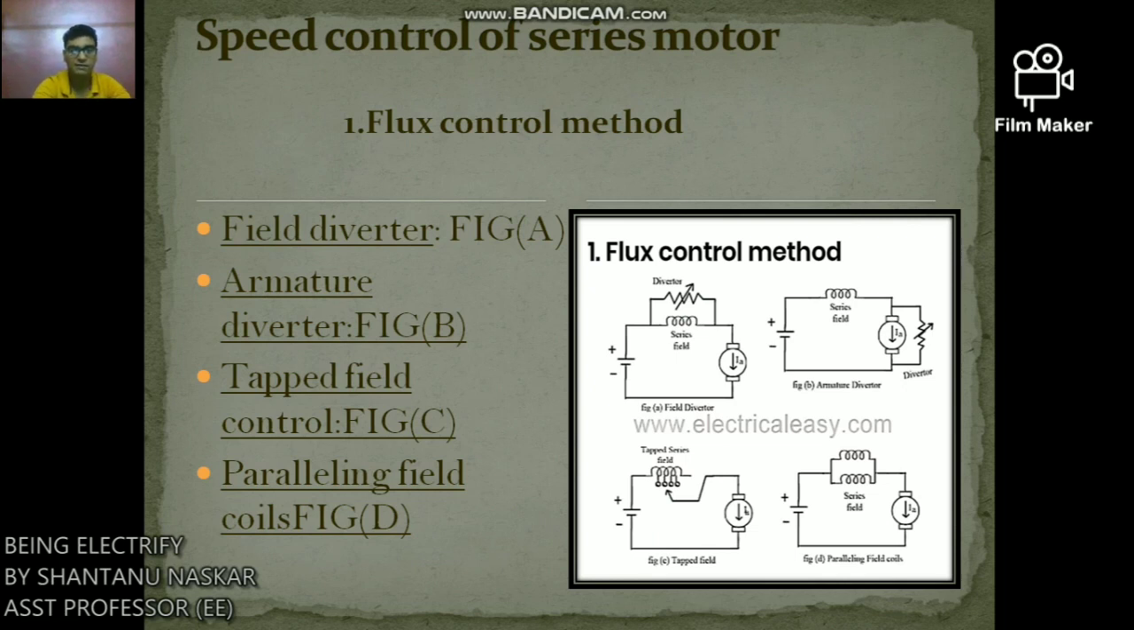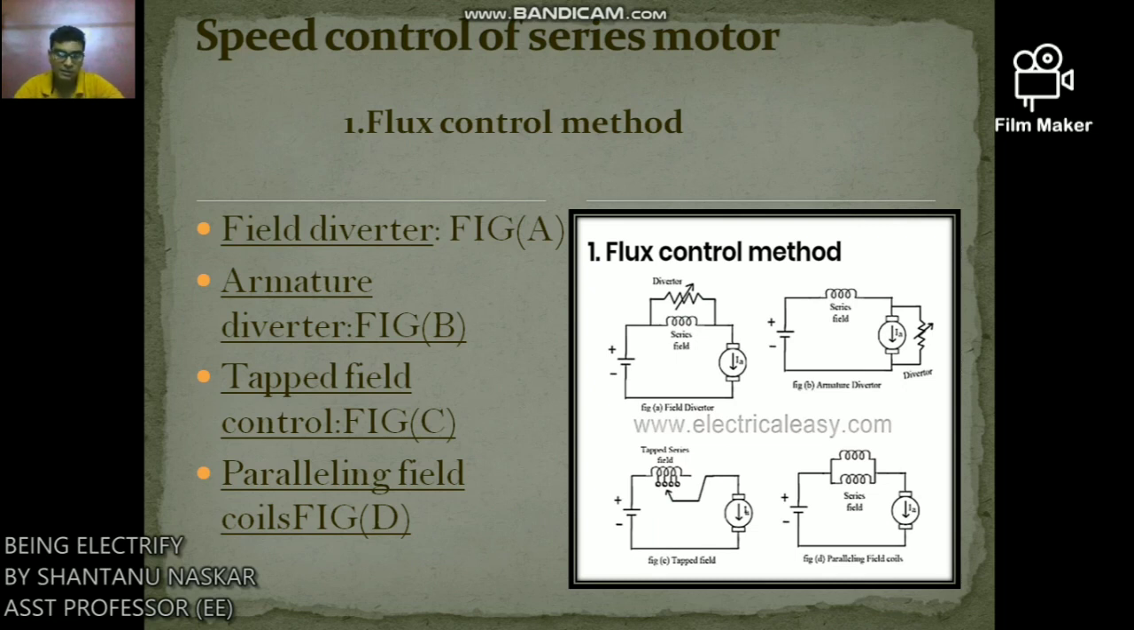Now the armature diverter. A diverter is connected across the armature as shown in figure B. For a given constant load torque, if the armature current is reduced, then the flux must increase, as torque is proportional to phi into Ia. This will result in an increase in current taken from the supply, and hence flux phi will increase, and subsequently the speed of the motor will decrease.